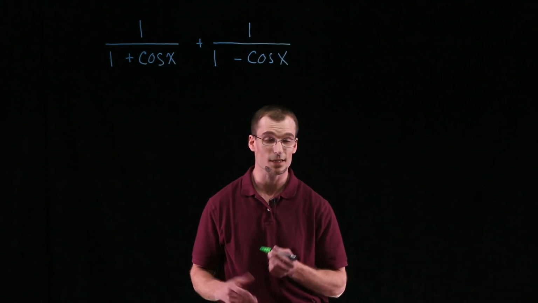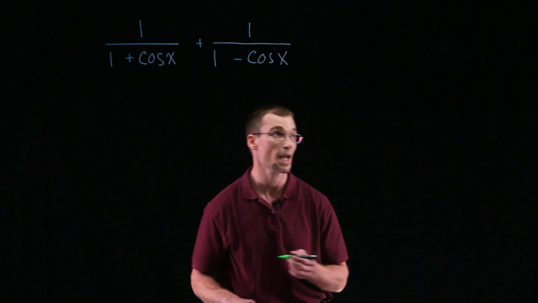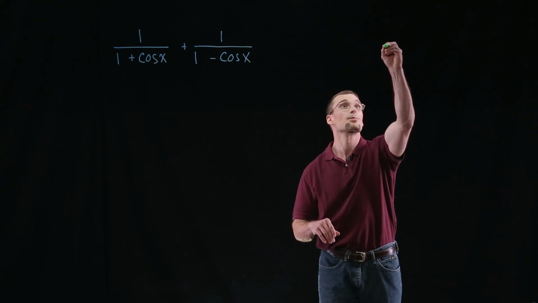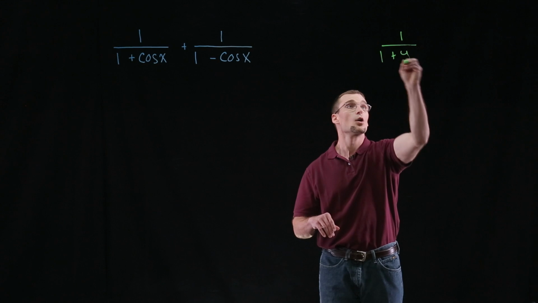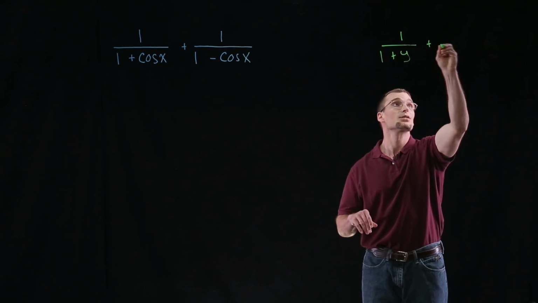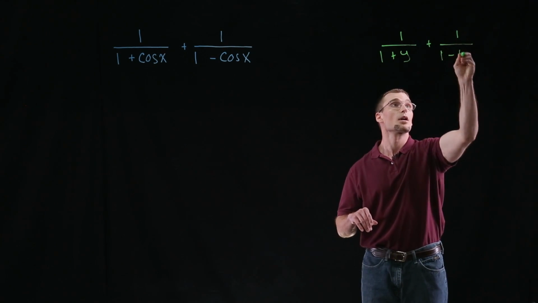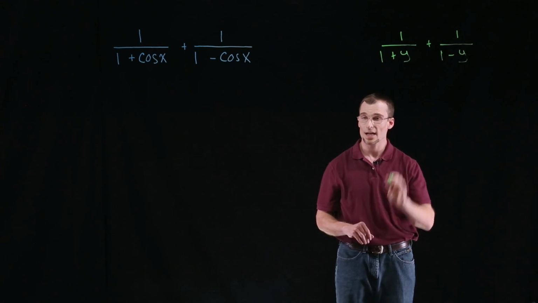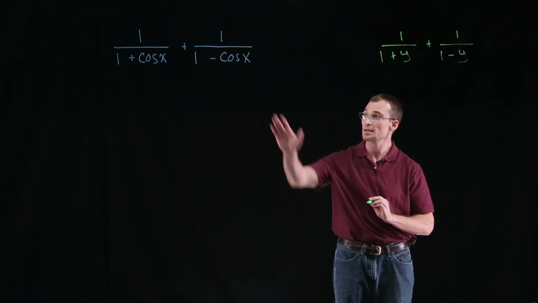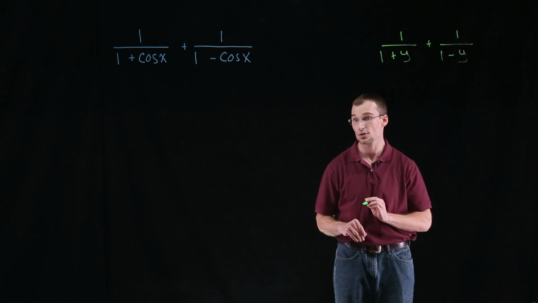Now, looking at this, if you're new to these trig functions and expressions, it might look a little strange. But what we're going to start with is the same algebraic steps that we would do to add something like 1 over 1 plus y plus 1 over 1 minus y. So let's do a little bit of algebra review and see how we would add these two expressions and then see how we can apply it to our trigonometric expression over here.